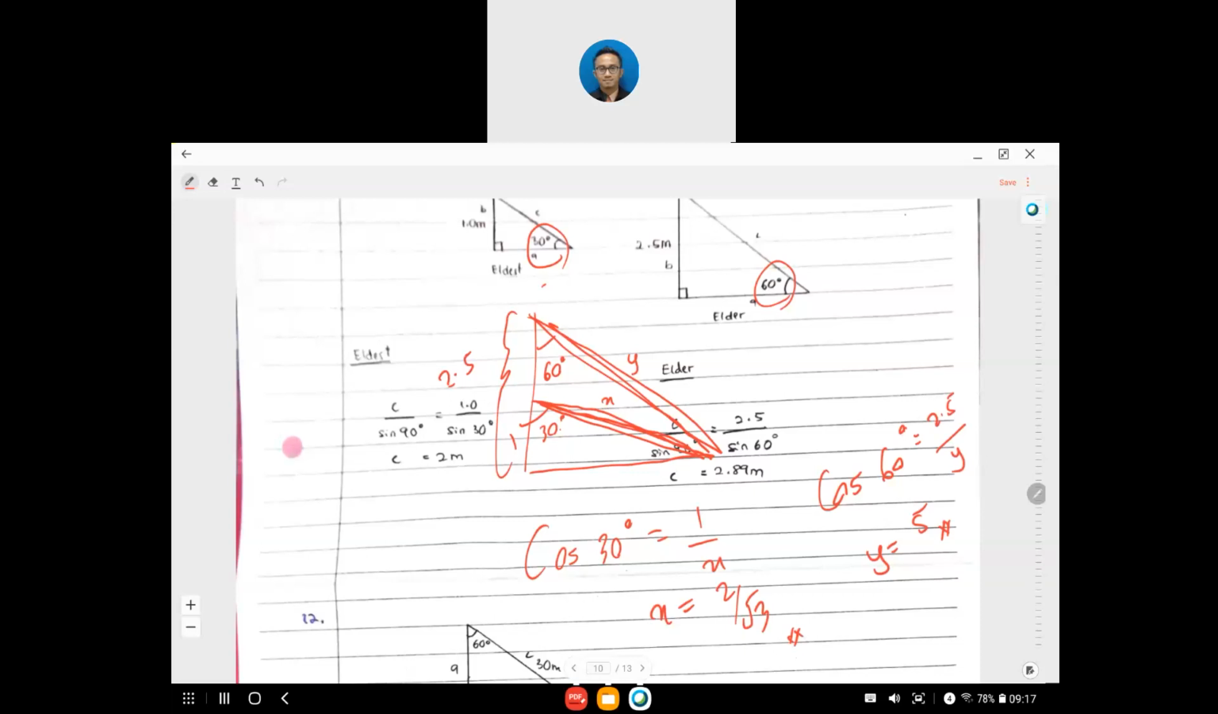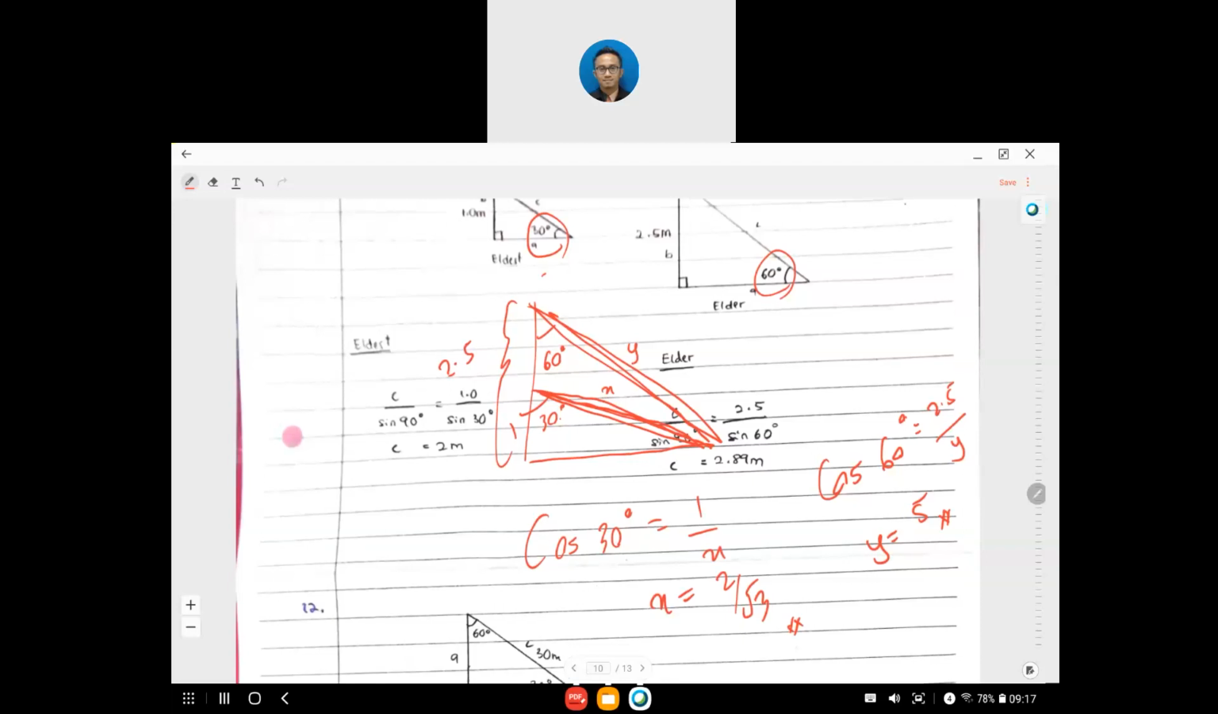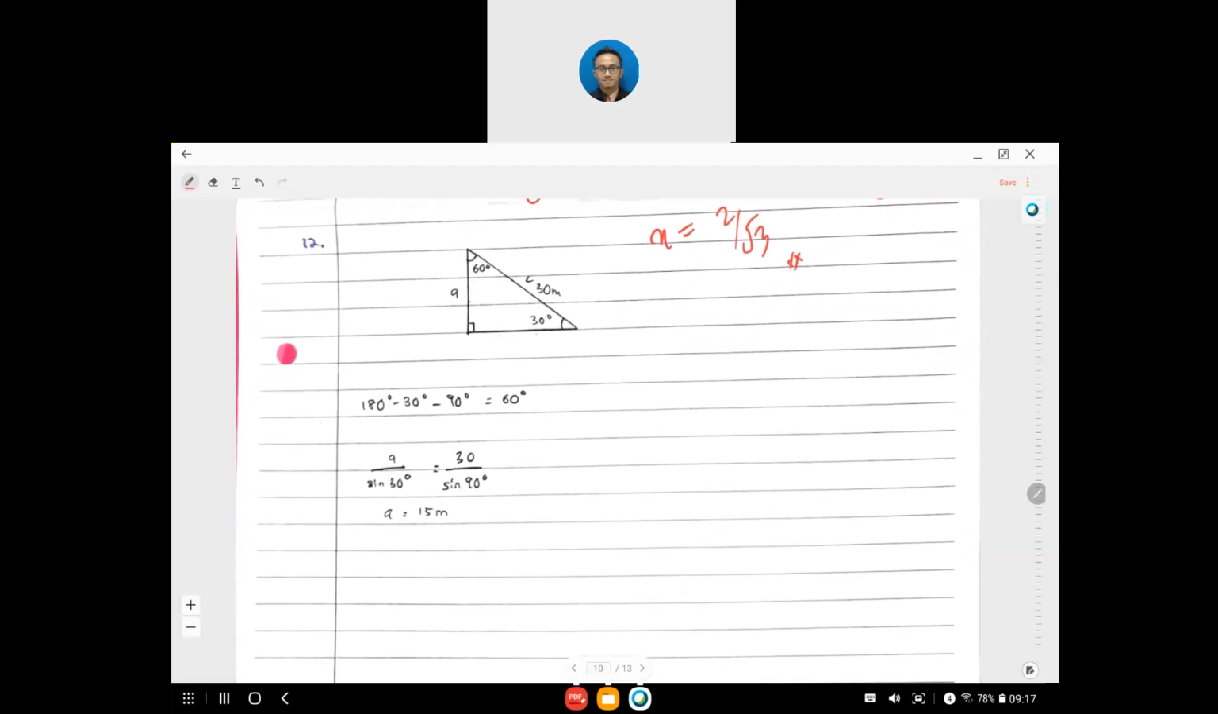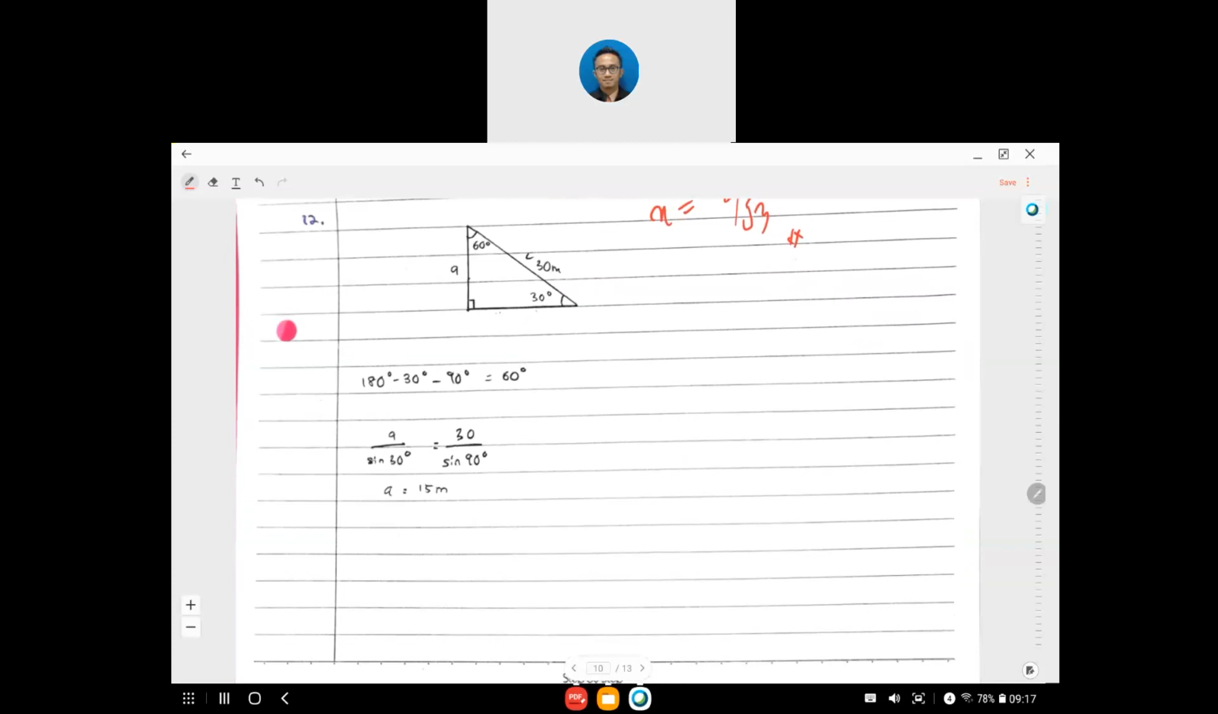Can? Okay. Make sure you understand how to transform from the paragraph question to the diagram. If you make a mistake in transforming the problem to the diagram, your calculation will be wrong. Okay.